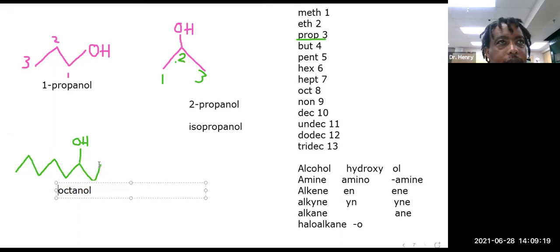Is it at 6? It's located at the 6. Is that the lowest number? Oh, at 3. Okay, that'll be 1, 2, 3. So on the third carbon, 3-octanol. Simple?